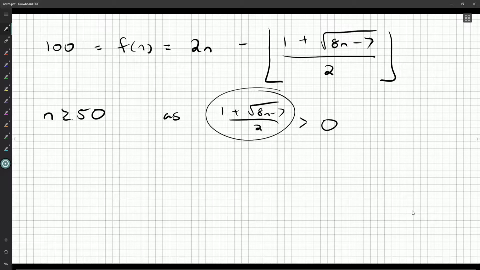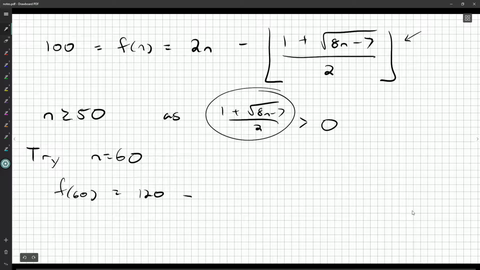So what I'm going to do is just try some values. So I'm going to try n equals 70. The reason I'm skipping over, so when n was 51, this expression here was about 11. So maybe 60 might work. Let's try 60. So f of 60 would be 120 minus the floor of 1 plus the square root of 60 times 8 minus 7. The minus 7 really doesn't do a whole lot.